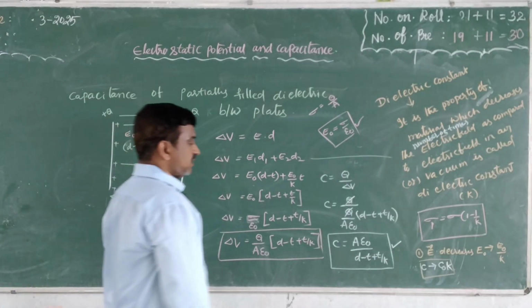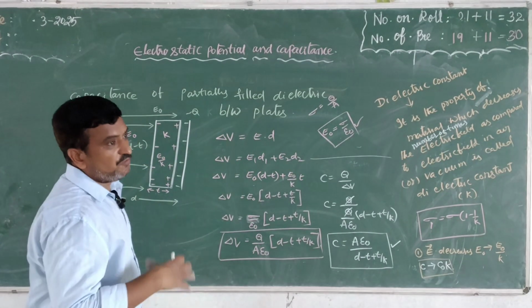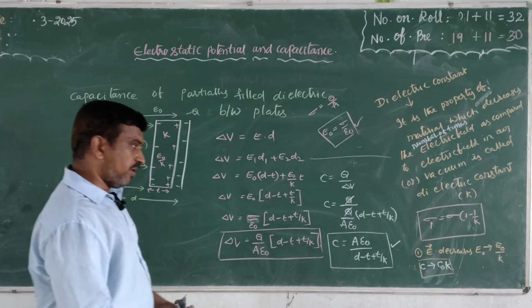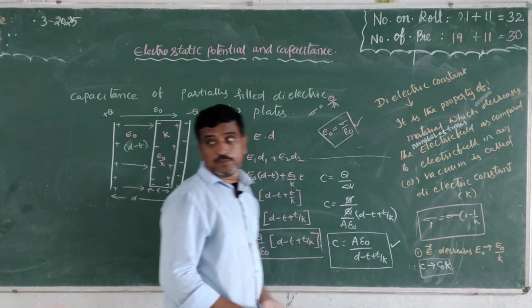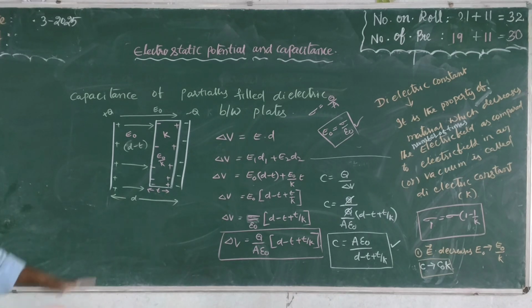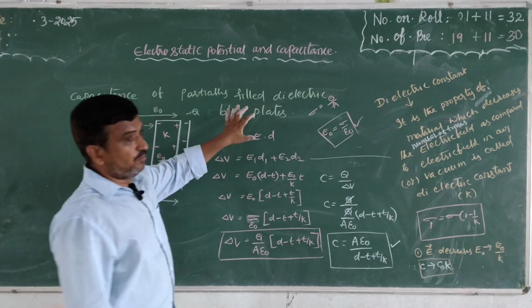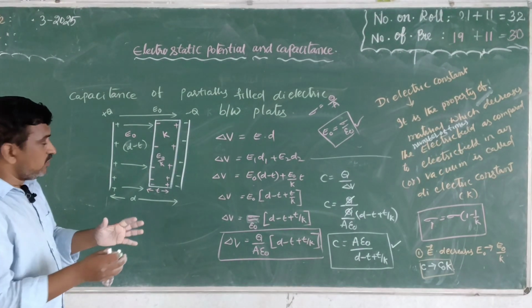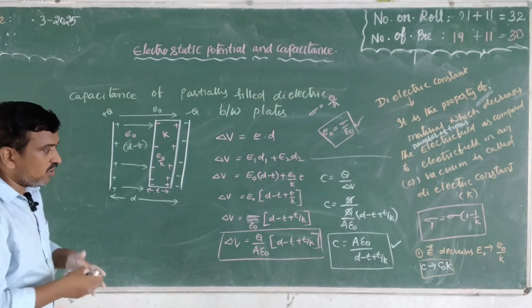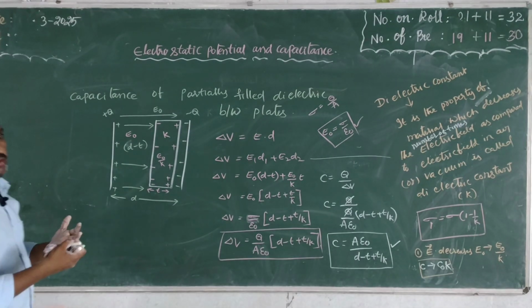This is the capacitance with the dielectric partially filled between the plates: C equals A epsilon naught by d minus t plus t by K. See again, let me explain once more. For the capacitance of the partially filled dielectric, if the dielectric fully filled the gap, the capacitance would increase K times, so we would get K epsilon naught A by d.